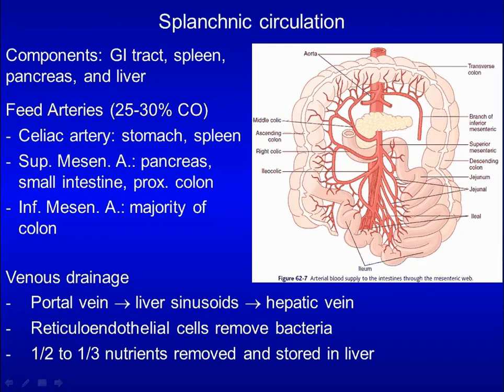Stomach and spleen are supplied by celiac artery. Pancreas, small intestine, and proximal colon are supplied by superior mesenteric artery. The rest of colon is supplied by inferior mesenteric artery. All veins from this system drain to the portal vein, and finally go to the vena cava through hepatic vein.